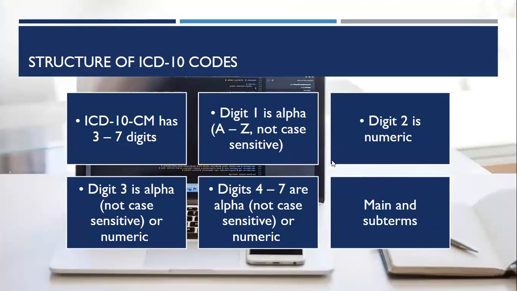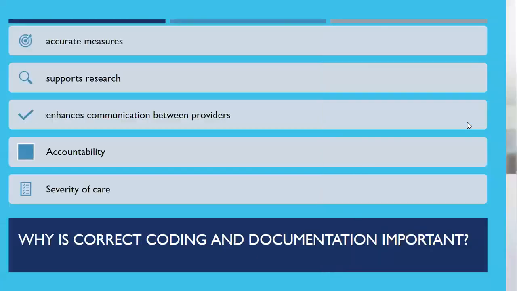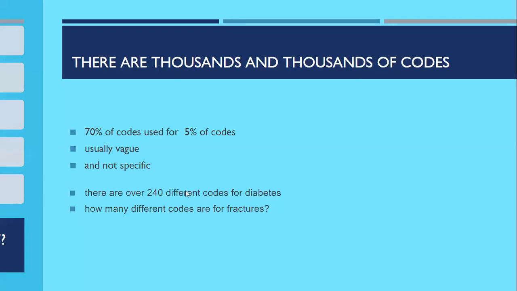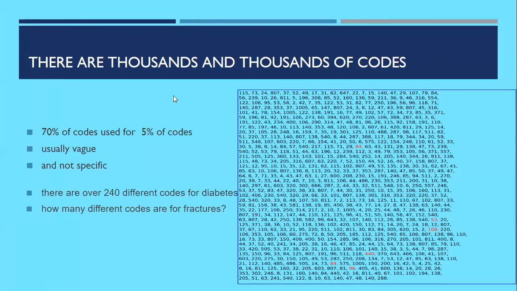There is a structure to it. The more you use it, you'll find the flow of it and the complexity of the code. It helps with accuracy, supports research, enhances communication between providers and standards, keeps us accountable while we are seeing these patients, and it shows the severity of care. There are thousands and thousands of ICD-10 codes, so we should not be vague and non-specific.